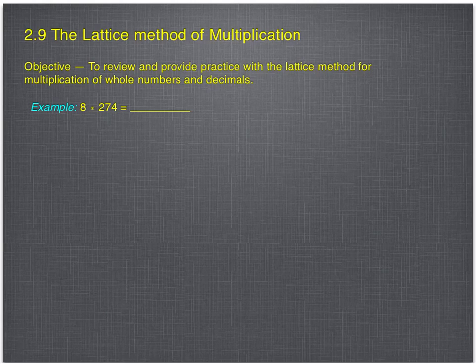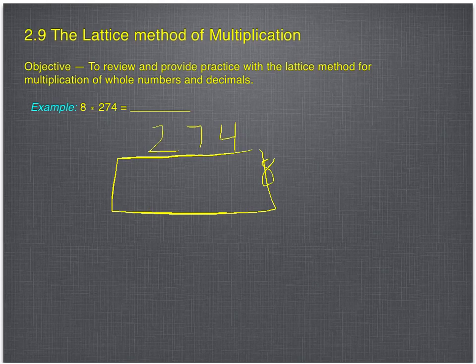Okay, so lattice multiplication. The first thing we need to do is set up our lattice, so our little grid to do the multiplying. So we have 8 times 274, so we've got 274 and 8, and then we need to make our boxes. Oops, I ran over the 8. Let's fix that. Alright, and so let's divide.